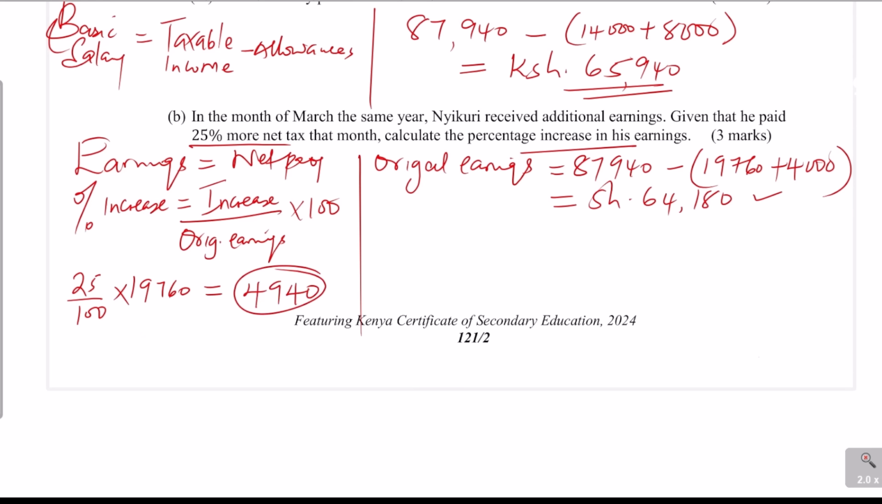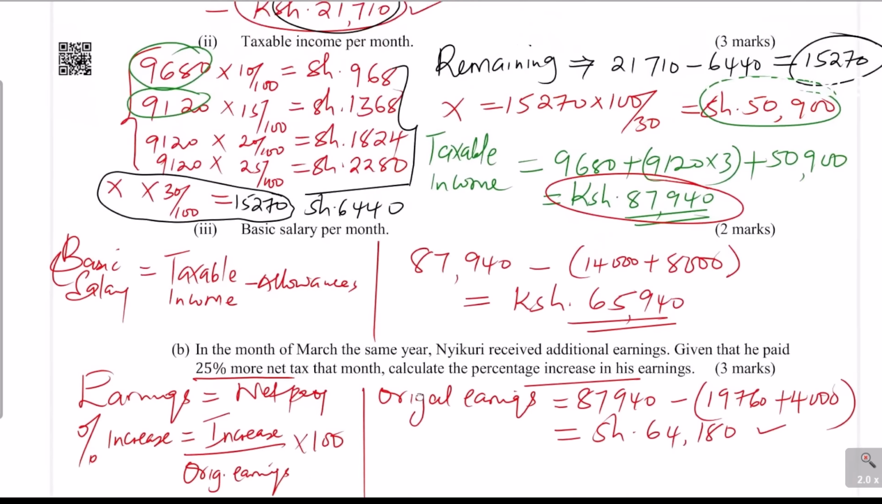So the next thing that we need to do is to get the corresponding income that led to this increase in the net tax. So what amount of money was taxed in order to give this particular tax of 4,940. And to do that, because this one was an increase, automatically this one will fall in the last band.